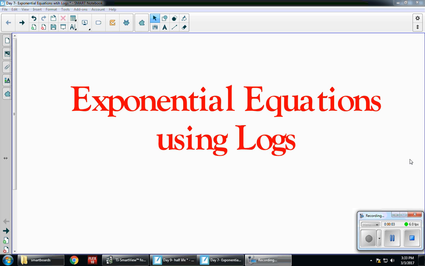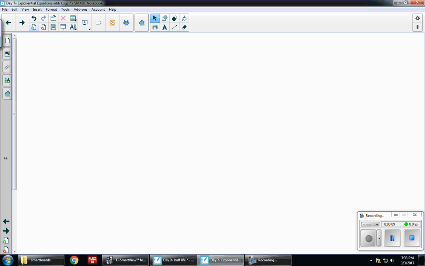Let's talk about how to solve exponential equations using logs. So, what's an exponential equation? An exponential equation is anything where the variable is in the exponent. So, for example, if I have 2 to the x equals 8, my variable is in the exponent. How do we solve this?